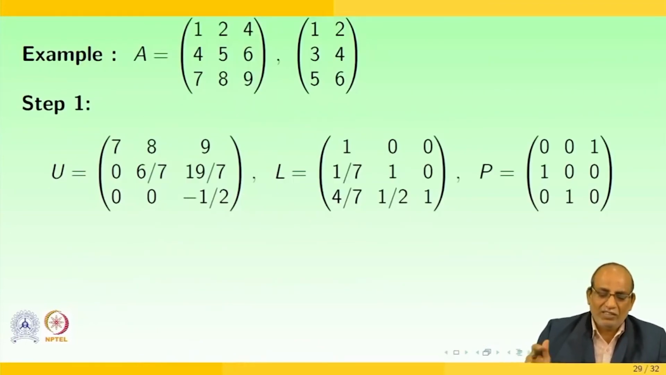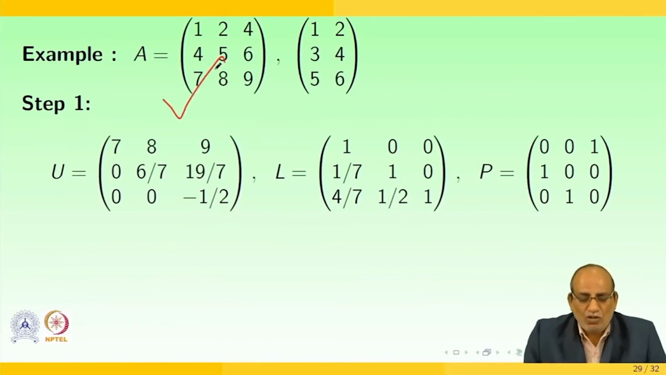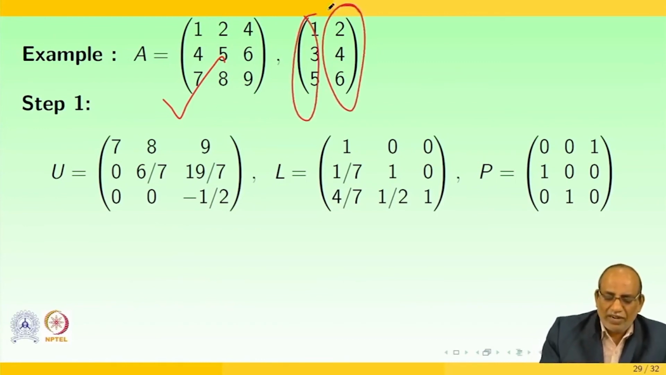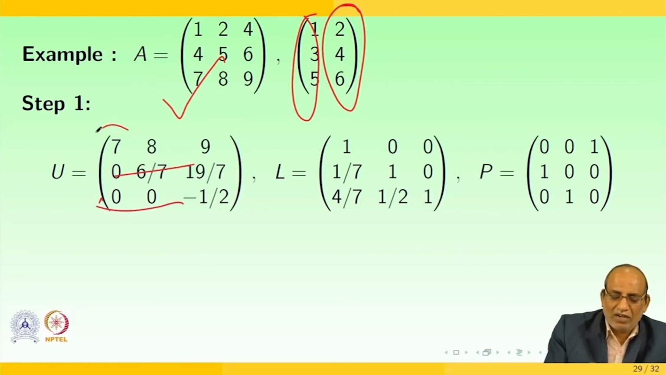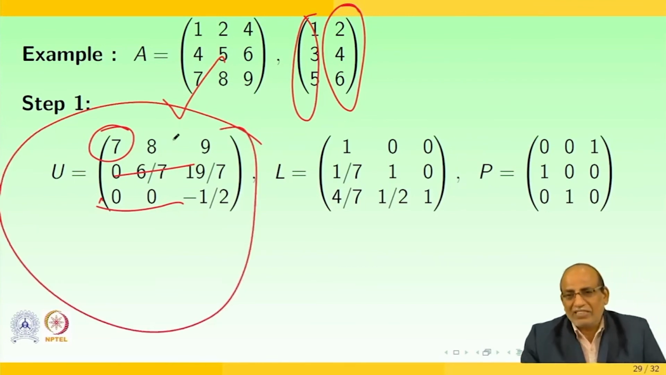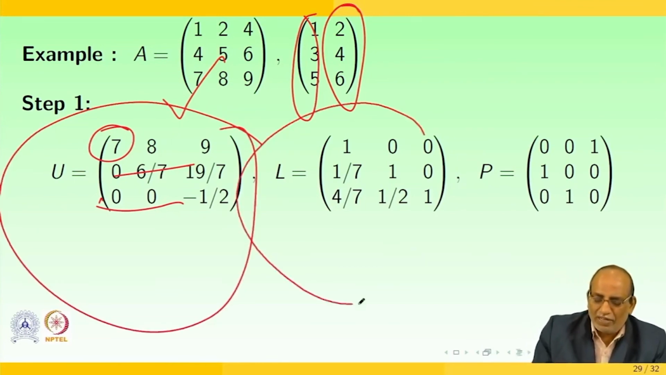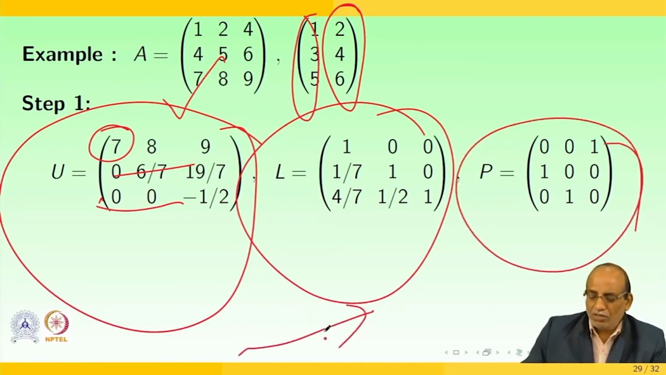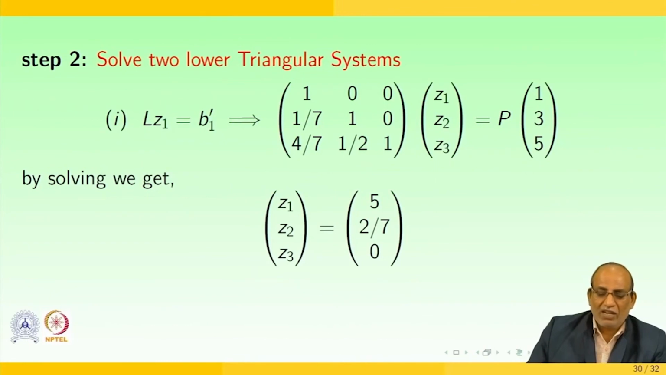Let's see a simple example. I have a matrix A: 1, 2, 4; 4, 5, 6; 7, 8, 9. See the multiple right hand side vectors: 1, 3, 1 and 2, 4, 6. When I do this, I transform it and get this matrix. When I do the Gaussian elimination, as in the previous case, I end up with a lower triangular matrix and a matrix P. Going further, solving the triangular systems, I get L z1 equal to B1, where z1 is equal to this.